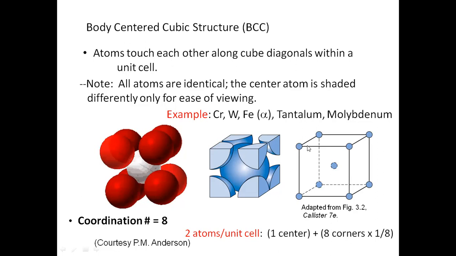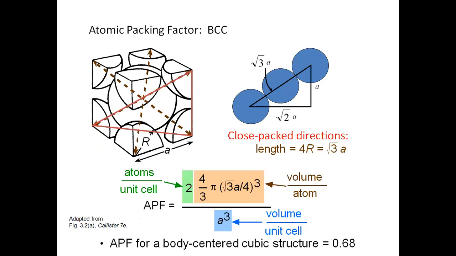Examples of elements with such a structure are chromium, molybdenum, tantalum, and alpha iron. Of course, there are many more, but these are just examples. For the atomic packing structure for the BCC, I hope this gives a better illustration. So you have one atom in the center, and the ones in the 8 corners.